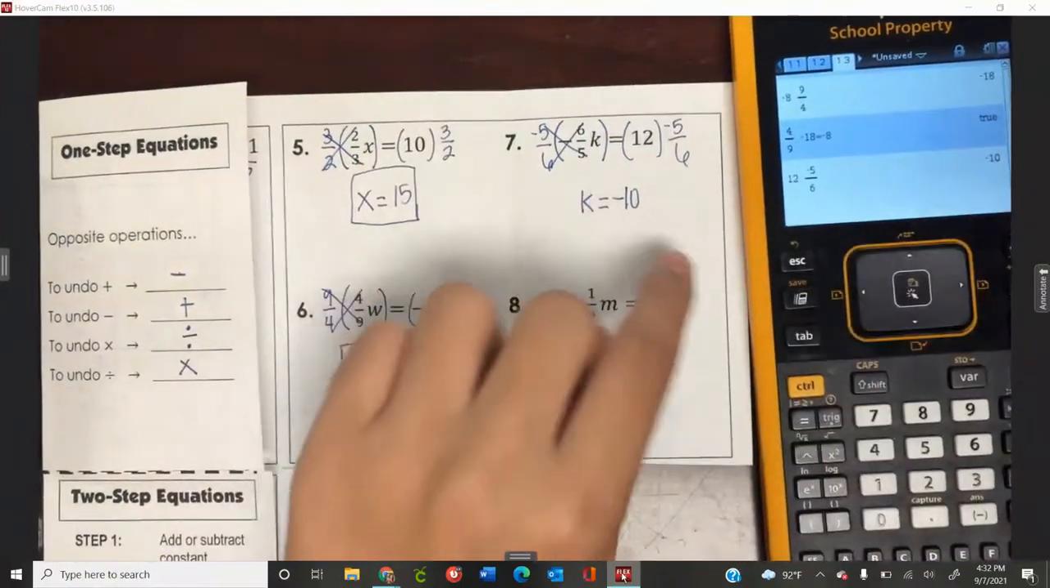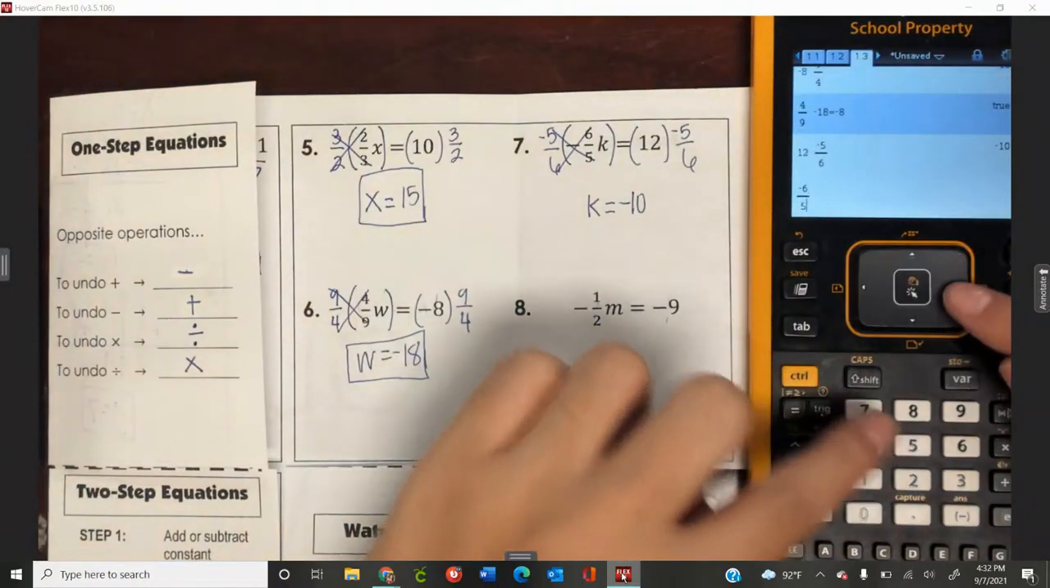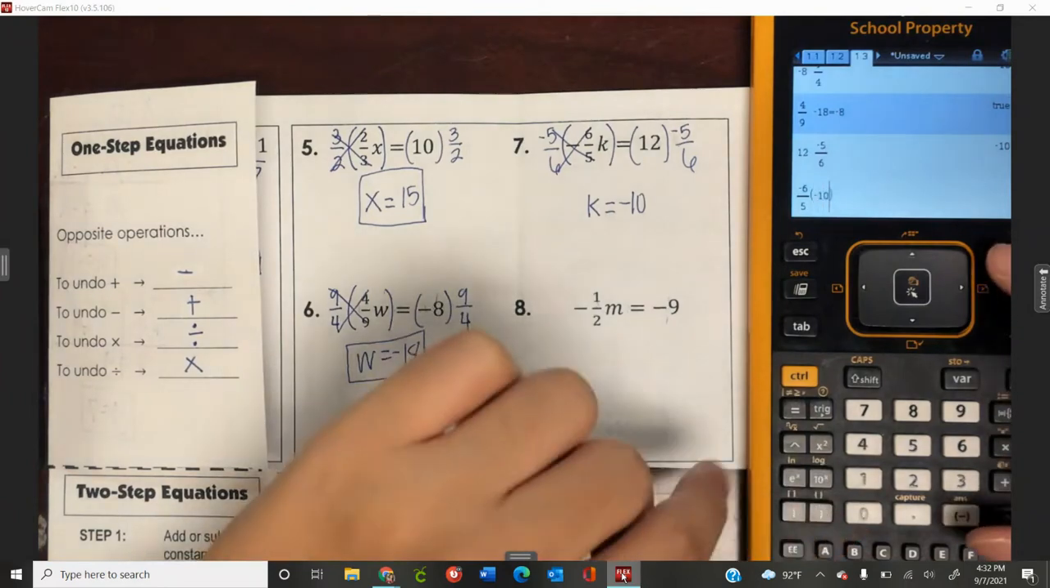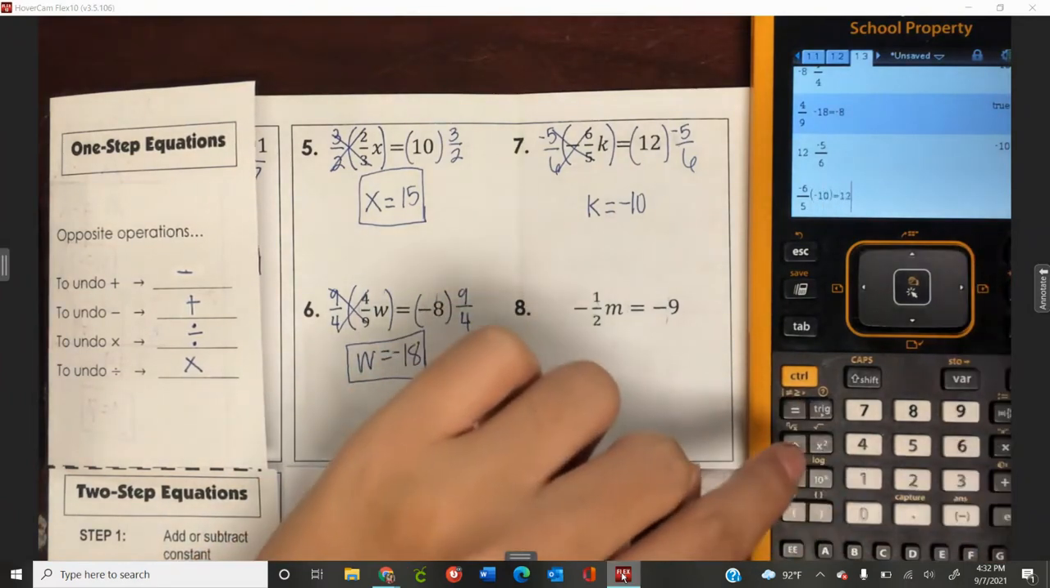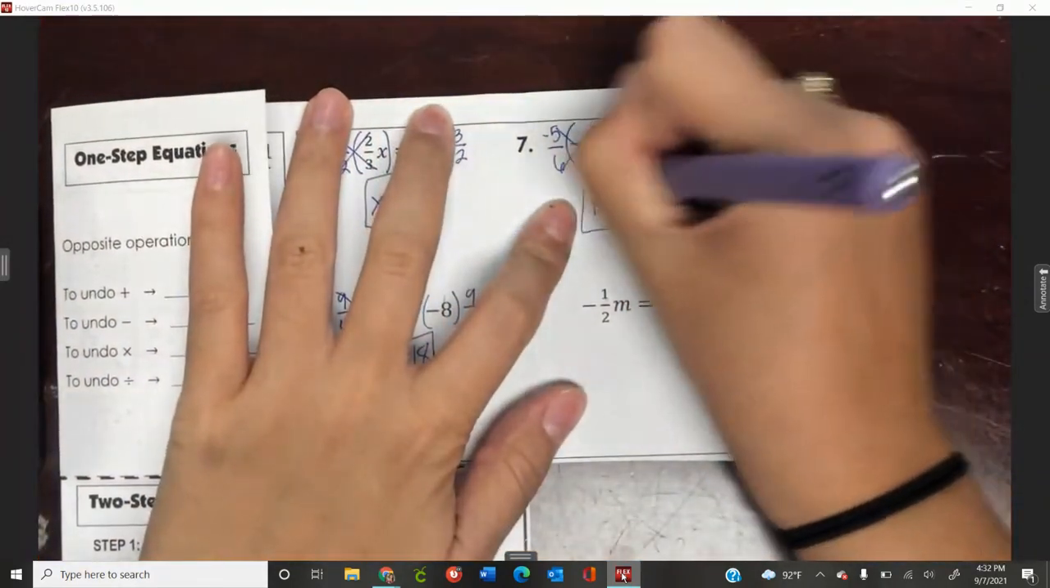So checking this, we have control divide, negative 6 on top, times 5. And in parentheses, so our value for k we found was negative 10. And this should equal a positive 12. So here this returns true. So k equals negative 10 is my answer.